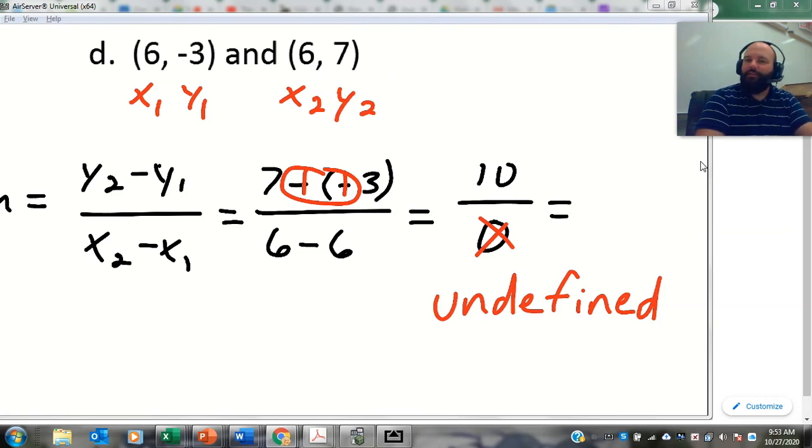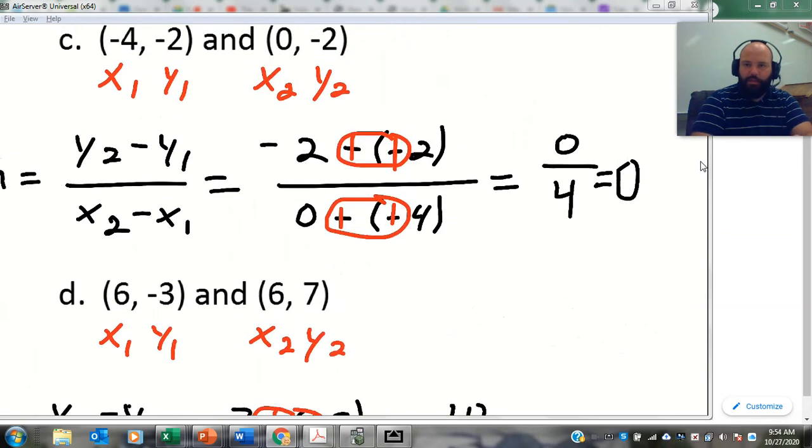Now, what does an undefined slope mean? Well, it means if we start at any point anywhere, the rise is 10. We would go up 10, but we would not go left or right. So we'd start here, we'd go up 10 and put another dot. We would get a line that is straight up and down, or vertical. So when you have an undefined slope, that is going to give you a vertical line. When you have a 0 slope, that is going to give you a horizontal line.